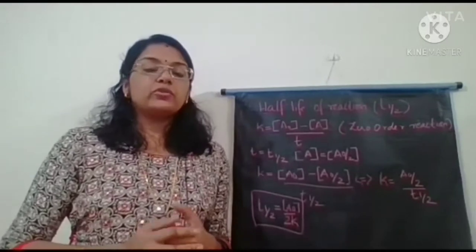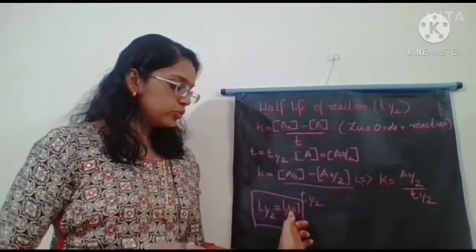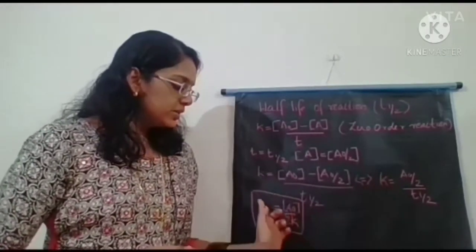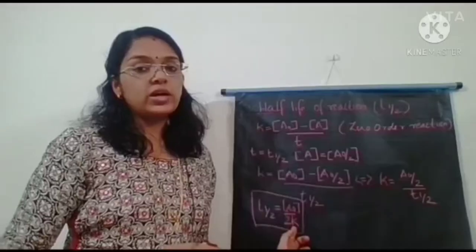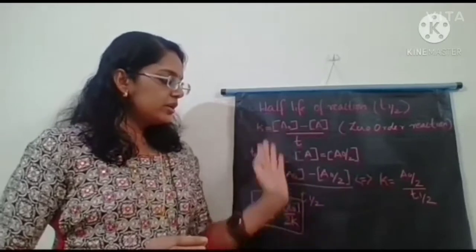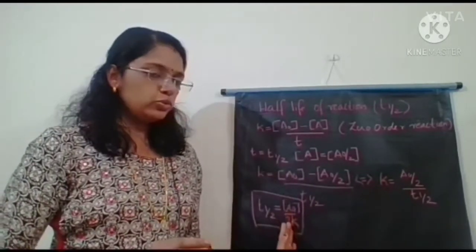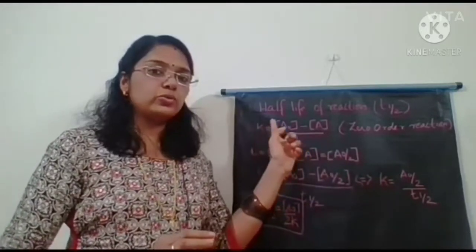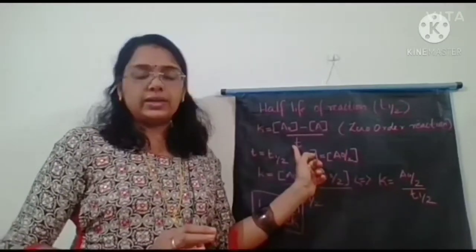So we found that for a zero order reaction, the half-life period is directly proportional to the initial concentration of the reactant. Similarly, t half is inversely proportional to the specific reaction rate, that is k. So for a zero order reaction, t half is A0 divided by 2k and the integrated rate equation is k is equal to concentration of A0 minus concentration of A divided by t.